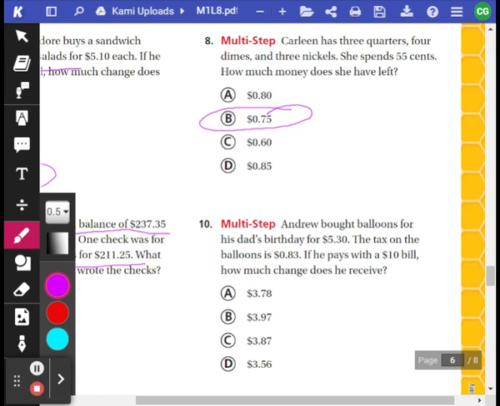Now I'm going to pay with a $10 bill. All right, so now we said it's going to be $10, and I need to subtract to see my change. Again, I don't like to subtract by zero, so I'm going to take out my penny, and it becomes $9.99. And I'm going to subtract $6.13. 9 minus 3 equals 6. 9 minus 1 equals 8.